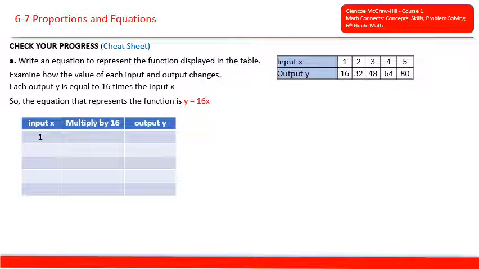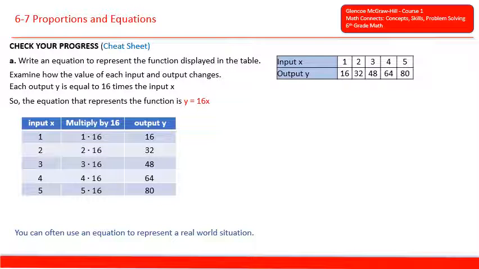So if x is 1, we multiply that times 16, and we get y, which is 16. If x is 2, 2 times 16 equals y, which is 32. If x is 3, 3 times 16 equals y, which is 48. X is 4, 4 times 16 equals y, which is 64. And if x is 5, 5 times 16 equals 80, which is y. You can often use an equation to represent a real-world situation.